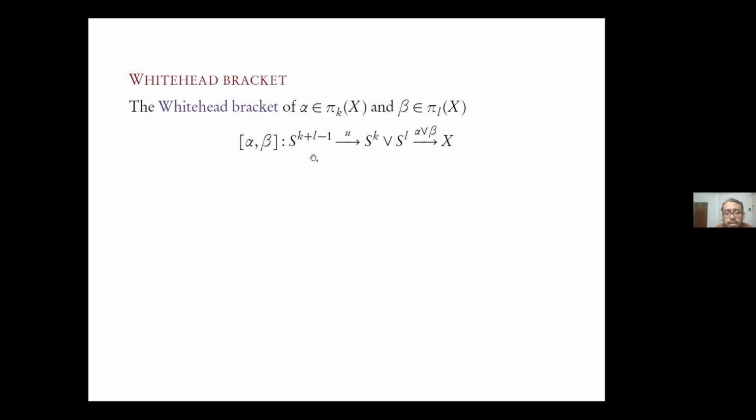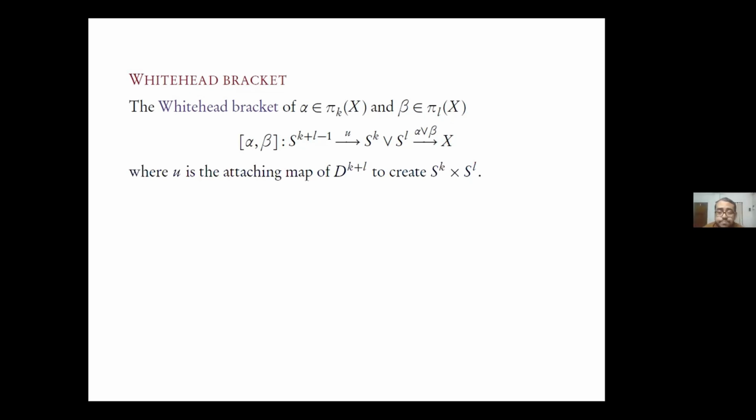How is it defined? Let's skip the map U for the moment. It's a composition of two maps. The first map is, you take S^k wedge S^l, and on the S^k part you map by alpha, and on the S^l part you map by beta. Since these are based spheres, this defines a map from the wedge of the two spheres to X. Now what about the other map? This map is basically an attaching map. You look at S^k cross S^l, which is just the product of the two spheres.